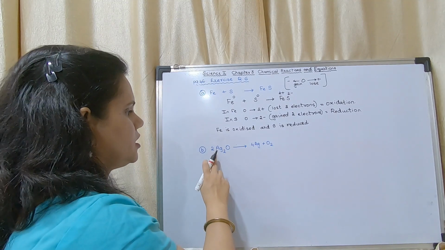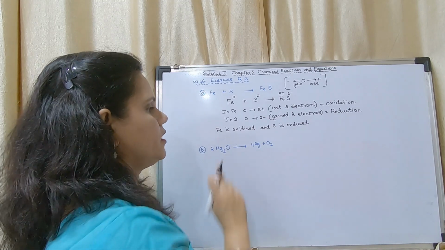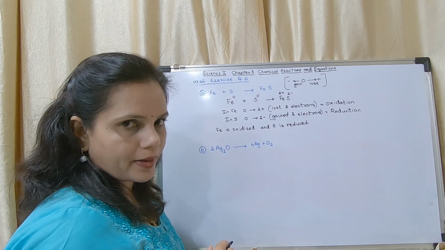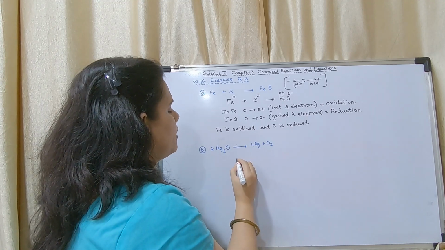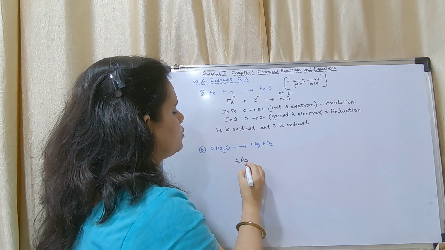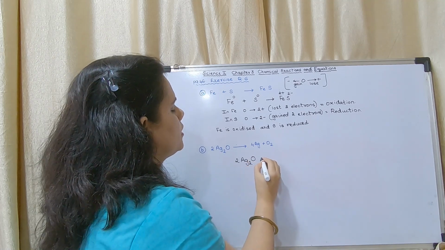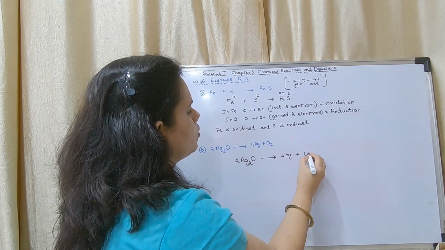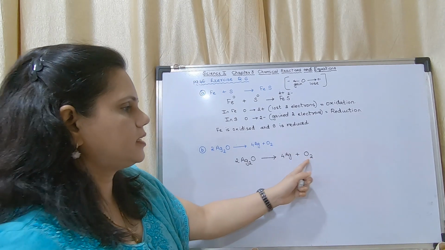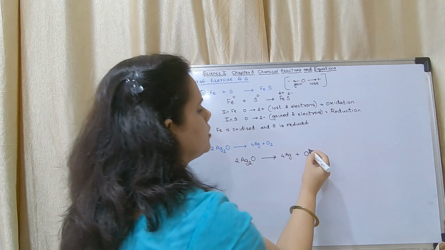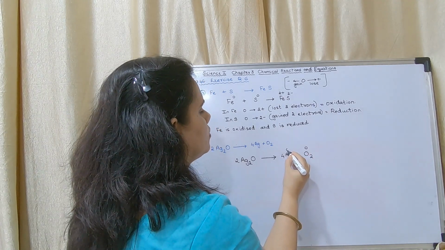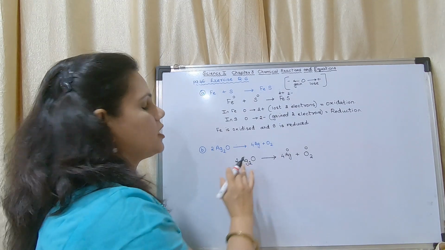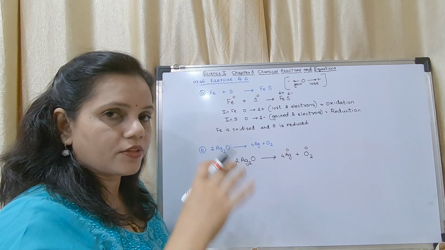Okay, now the next reaction is 2Ag2O giving 4Ag plus O2. Now 2Ag2O, this is a compound. So 2Ag2O giving 4Ag plus O2. Now here these are alone. So 0 on their heads. As they are alone, so 0 on their heads. They will have other numbers when they are together.